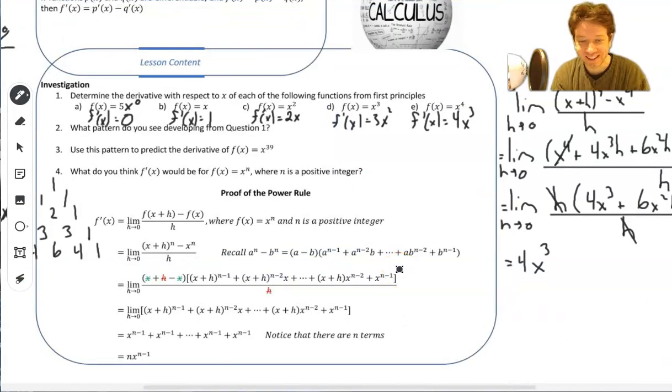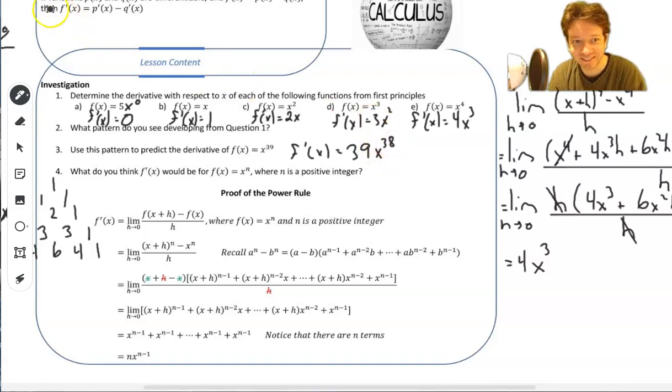So question 3 says, let's use this pattern to find the derivative of this function, x to the 39. Now, if you had to do that with limits, good luck to you. But all we're going to do is say the derivative of this function is, okay, multiply by 39. So bring that 39 out front, and then subtract the exponent by 1. There you go. You're done.